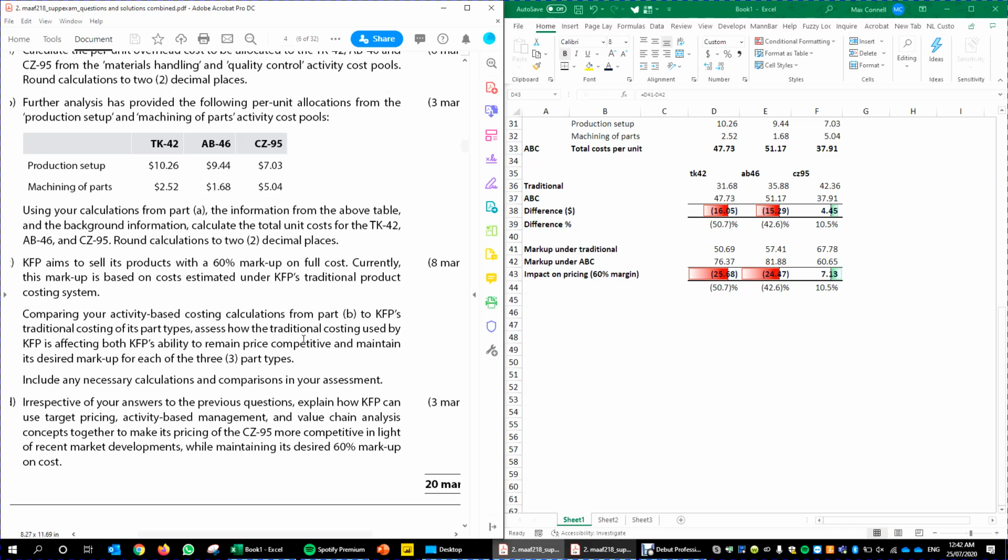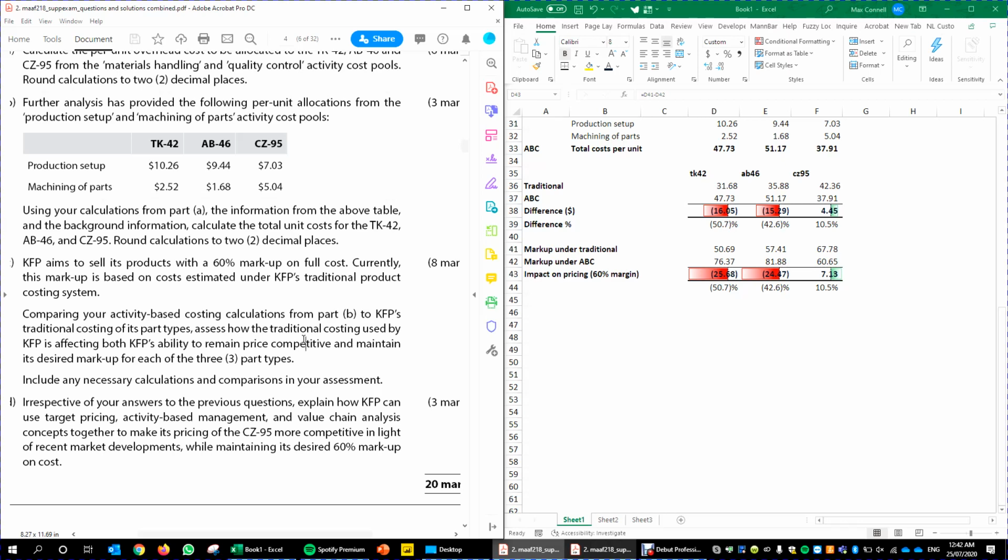Next, I would talk about TK42 and AB46. You can talk about these together to save time, because they ultimately have the same issue, is that under the traditional cost method, they're actually understating what the true cost of producing these goods are. So because that's the same for both of them, you can talk about it in the same answer, just reference the different numbers.